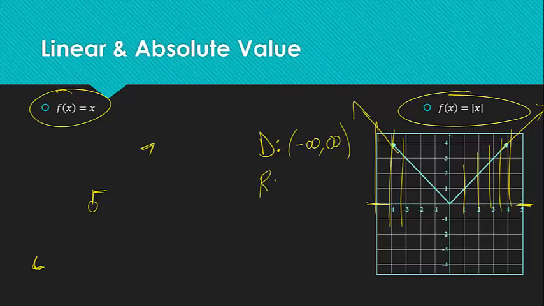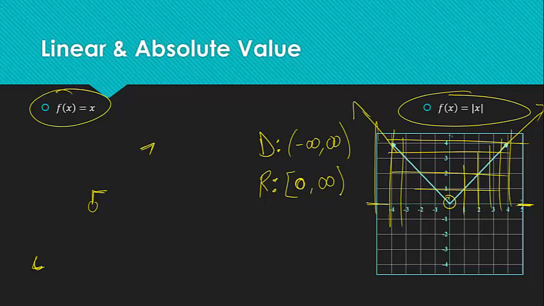Our range for absolute value: the smallest number on y is 0, so it's going to include 0, comma, and since it goes forever upwards, we're going to have positive infinity for our range. So our domain for absolute value is negative infinity to infinity, and our range for absolute value is 0 included all the way to infinity.